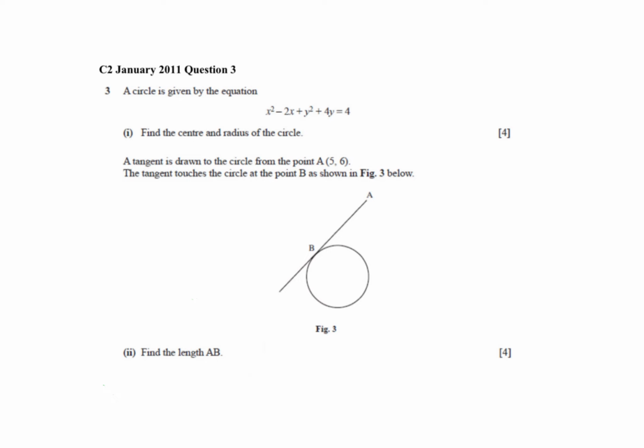In this video we're going to look at a circles question. This would be for AS1 mathematics. It says a circle is given by the equation x squared minus 2x plus y squared plus 4y equals 4. Find the center and the radius.